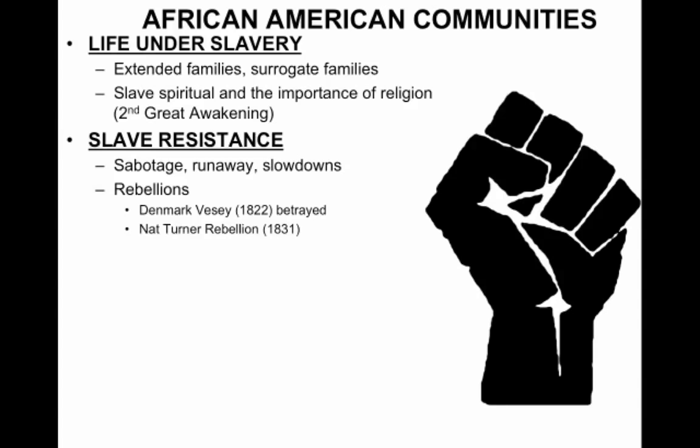Nat Turner is going to have some luck. In 1831, he is going to rebel. Unfortunately for Nat Turner and his followers, after the rebellion takes place, eventually they are captured and killed as well. And these rebellions and the threat of rebellions lead southern states to pass stricter slave codes.